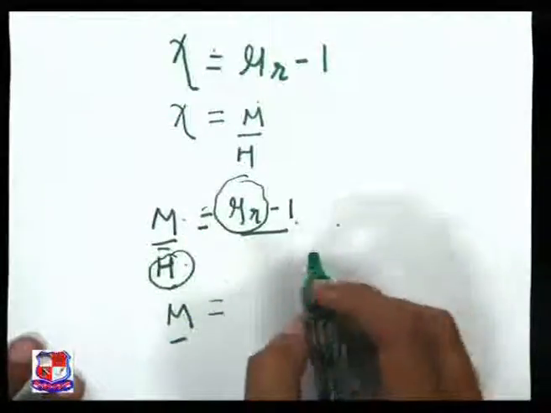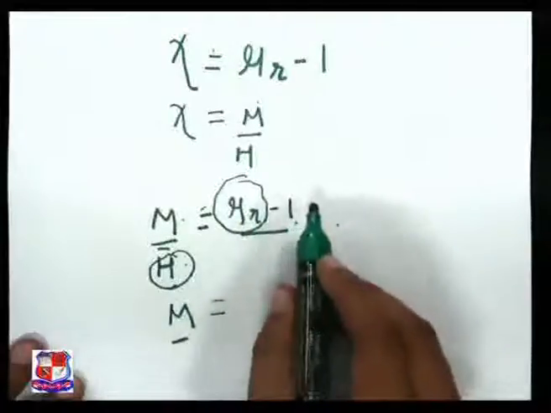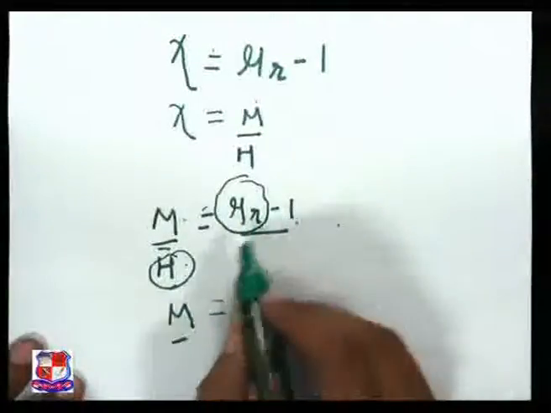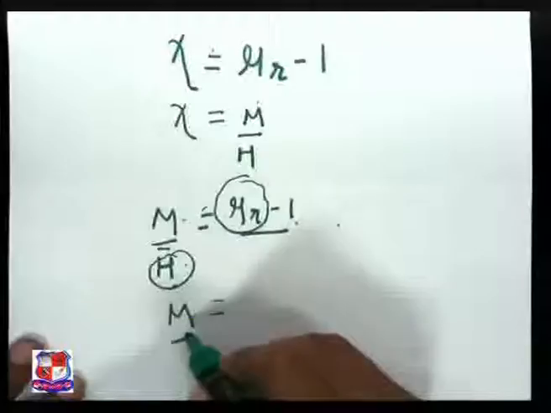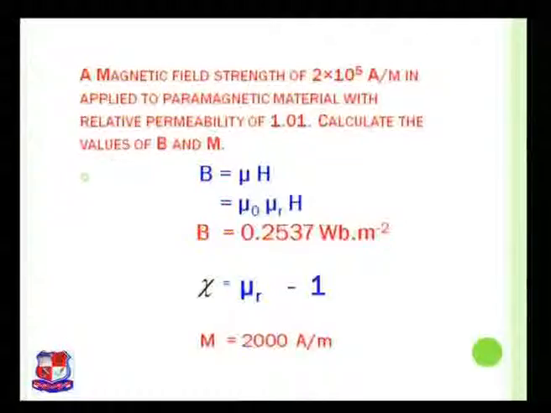Our equation will become M upon H equal to mu r minus 1, and from that you will get the value of M. So let us move towards the slide. Now it will be easy to understand that chi is equal to mu r minus 1.